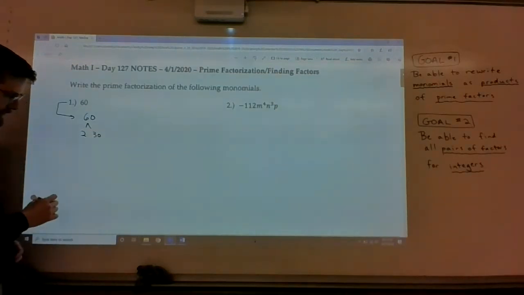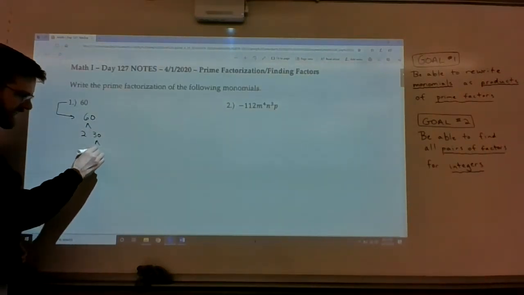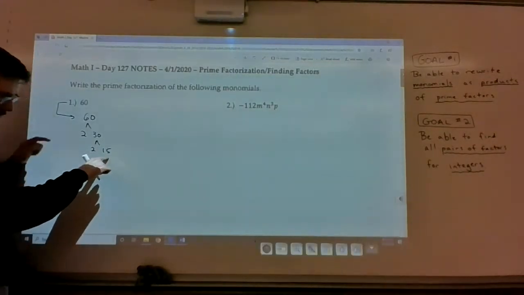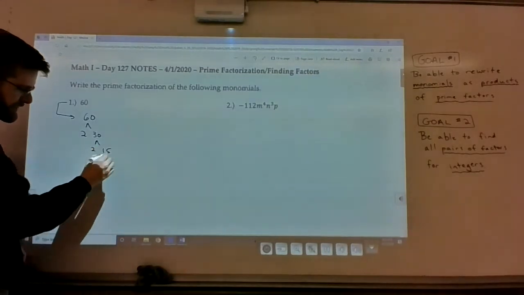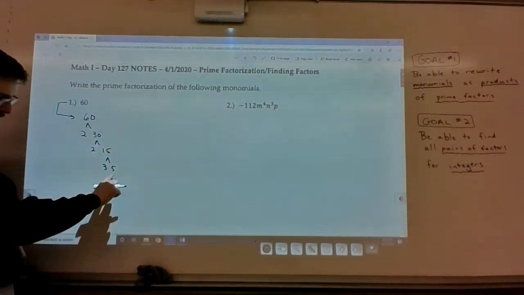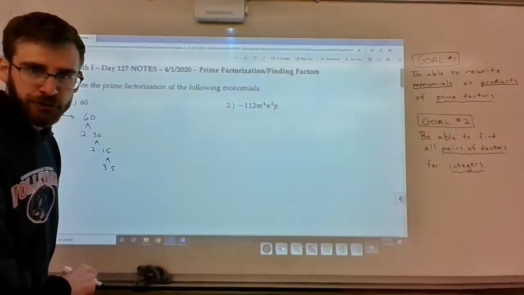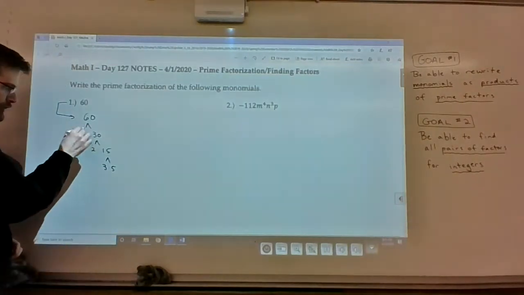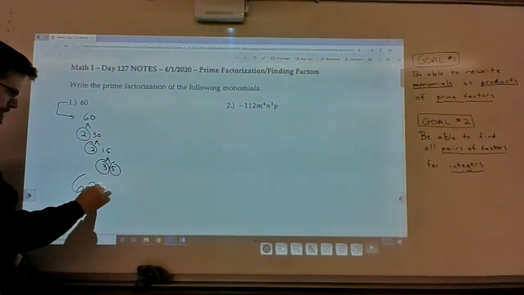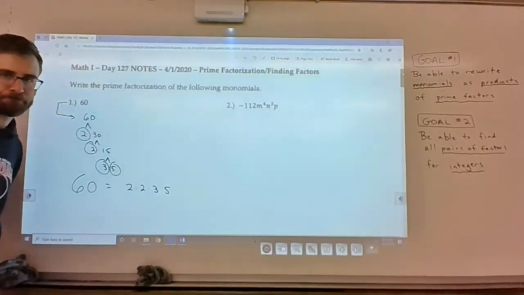It's 2 times 30. 30 is also even, so I'm going to break that down by 2. 2 times 15. 15 is not divisible by 2, so I'm going to take the next prime number, which is 3, try it out, and it works. Now, when you get to a prime number on the right-hand side of this factor tree, you know you're done. So 2 times 2 times 3 times 5 is technically the prime factorization for 60.